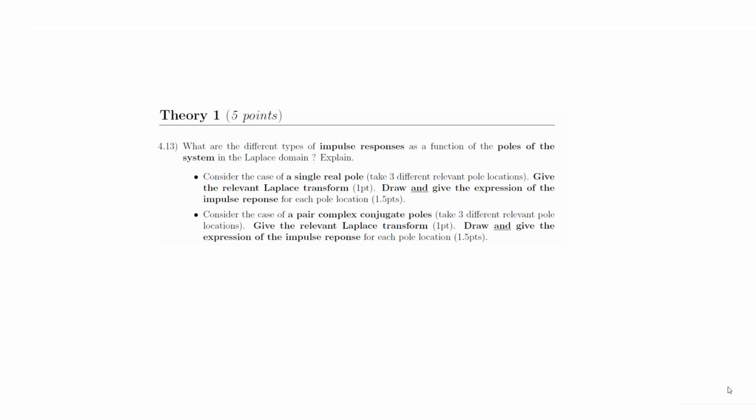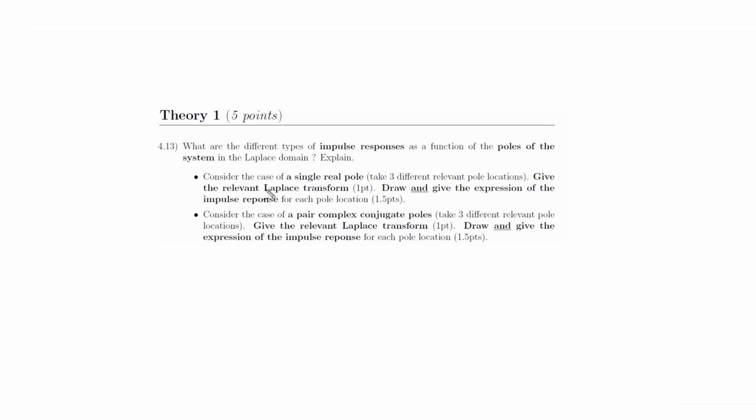Well, let us have a look at theory question 1, and this question is about the influence of the pole location on the impulse response. So it's a question about the dynamic behavior of systems. You have 2 bullet points. The first one concerns a process with a single real pole, and the second bullet point is about a process or a transfer function with a pair of complex conjugate poles. But apart from that, the way you have to answer is exactly the same.